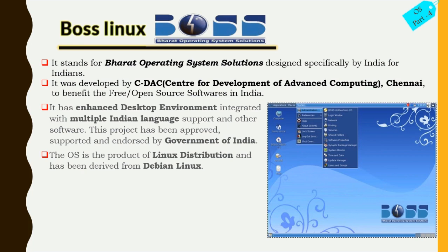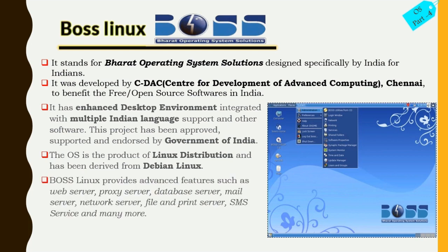BOSS Linux operating system provides advanced features such as web server, proxy server, database server, mail server, network server, file and print server, SMS service, and many more. The latest versions are BOSS 5.0 and BOSS 6.0. BOSS 5.0 is called Anokha and BOSS 6.0 is called Anup.